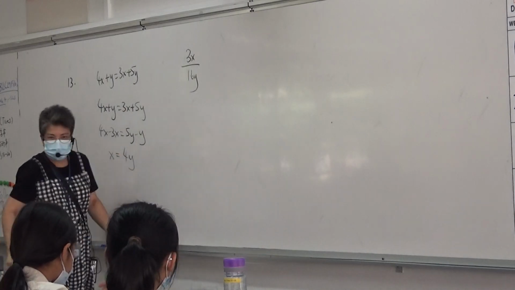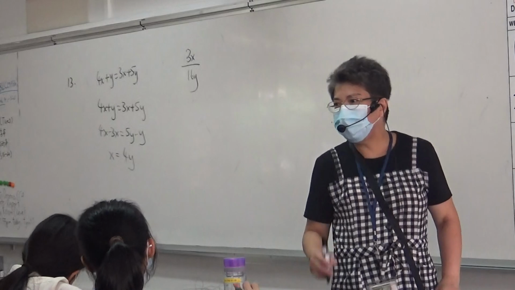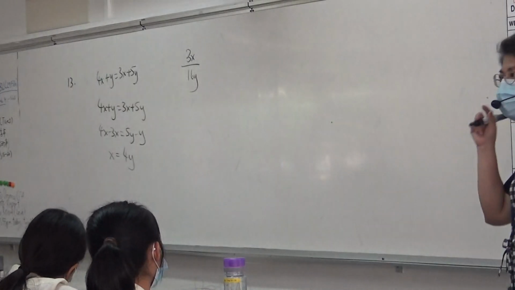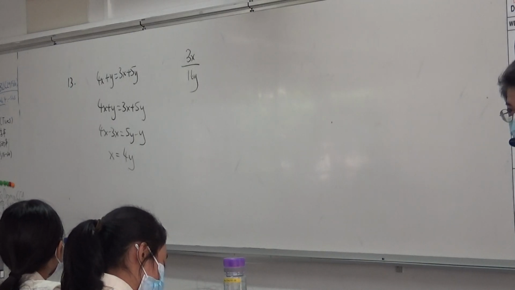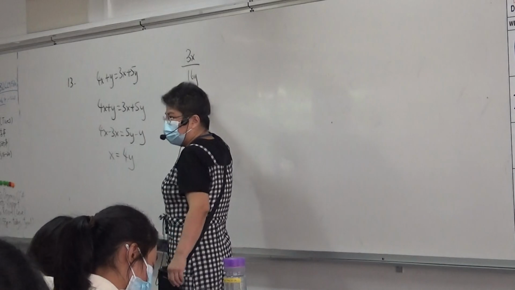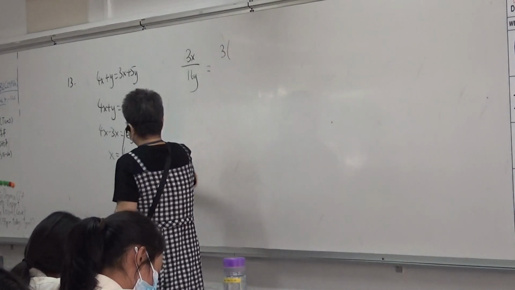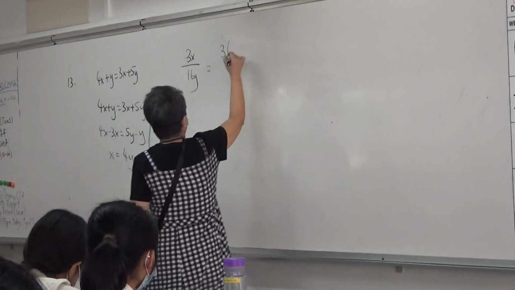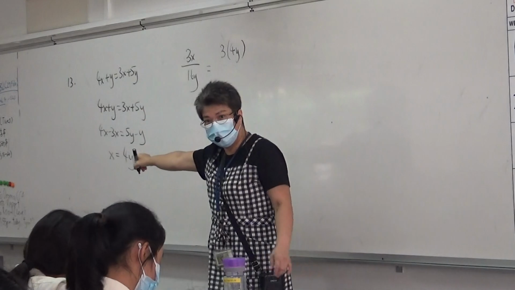What does it mean to say that x is equal to 4y? Whenever I see x, I can put in 4y. They are equivalent. Then they say find the value of this expression. Now in terms of x, in place of x, I can put 4y.